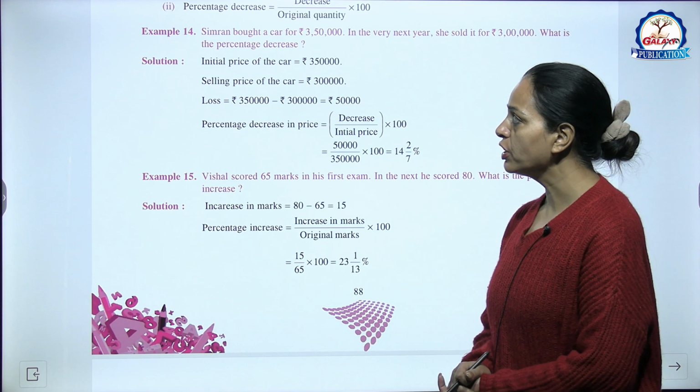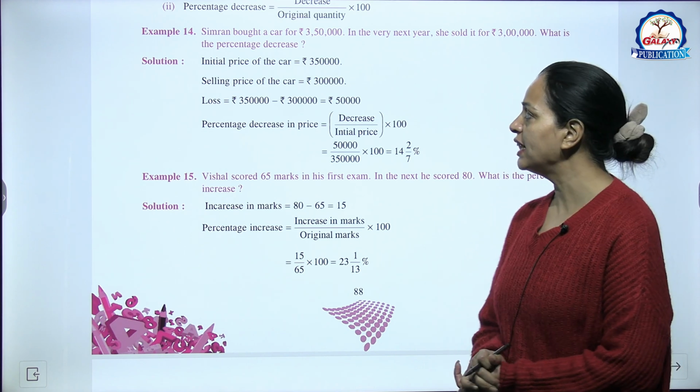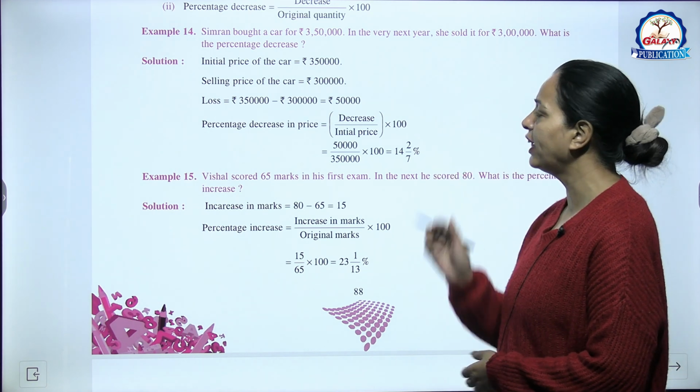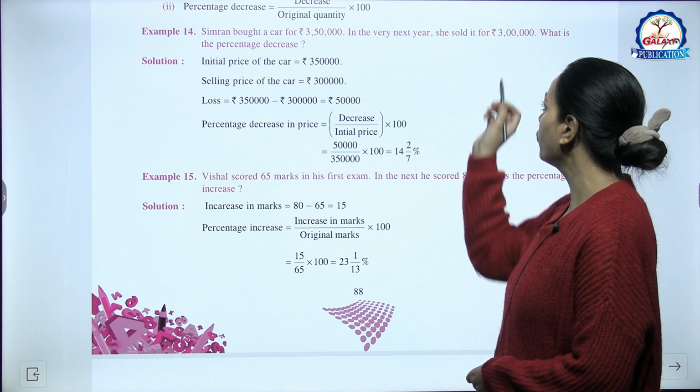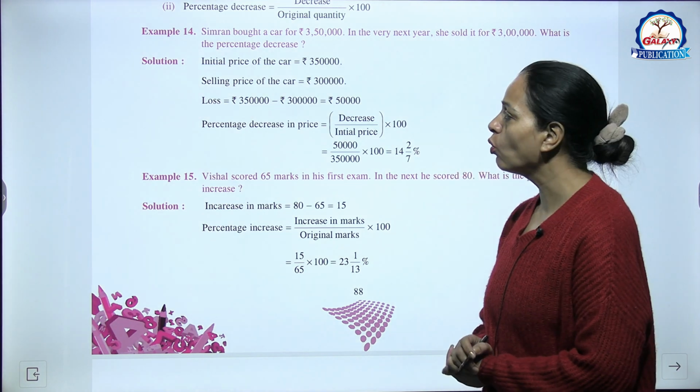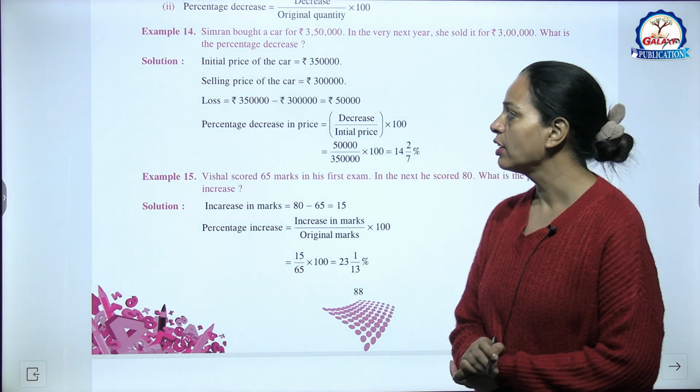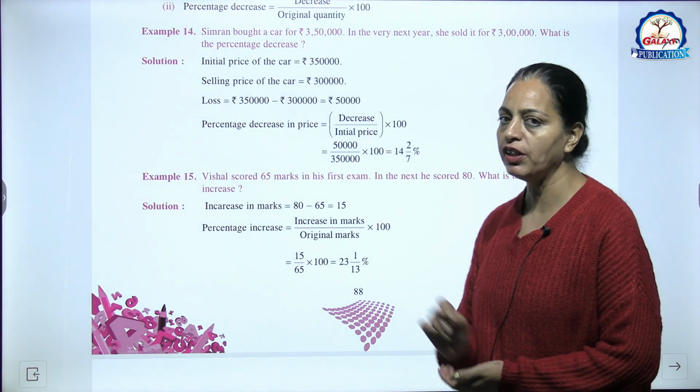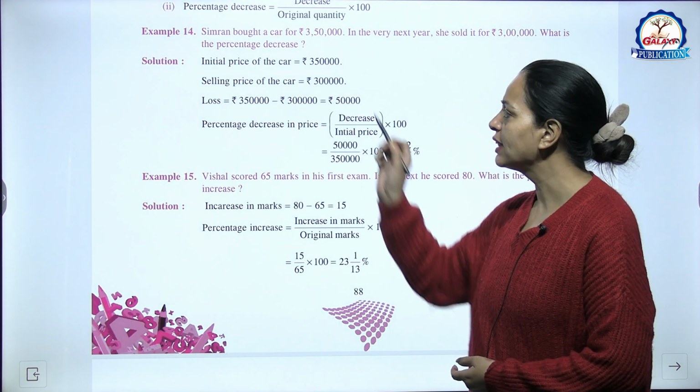Now example 14, Simran bought a car for rupees 3,50,000. In the very next year she sold it for rupees 3 lakh. So what is the percentage decrease? So the initial price is 3,50,000 and the selling price is 3 lakh.